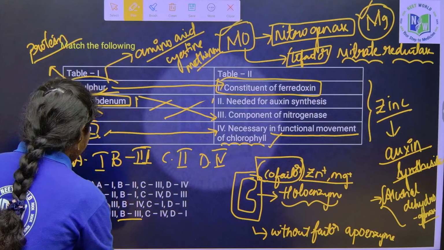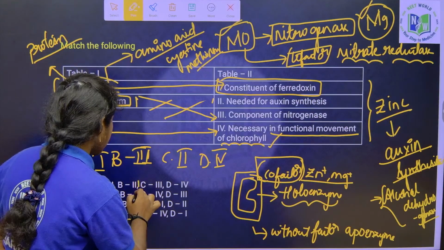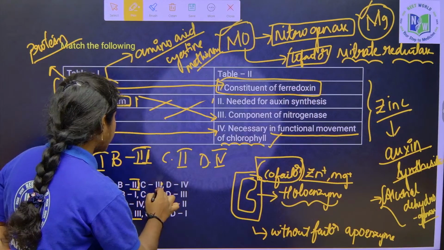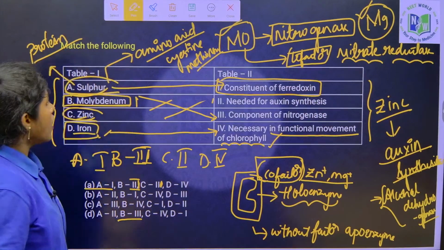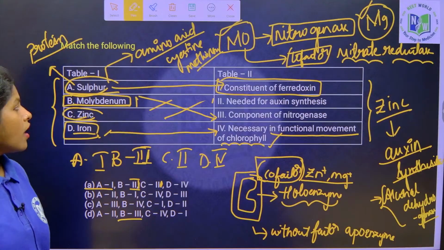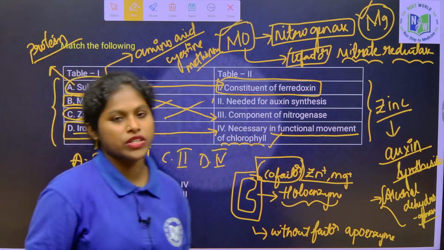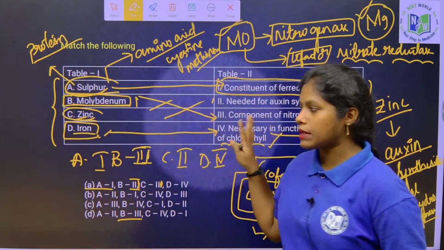So here, A is 1, B is 3, here is the answer, and C is 2. Okay, this is the answer for the given question. So you have to remember all these elements, students.